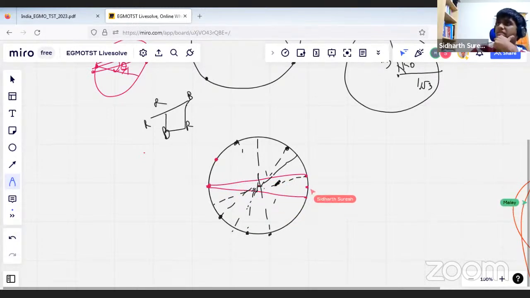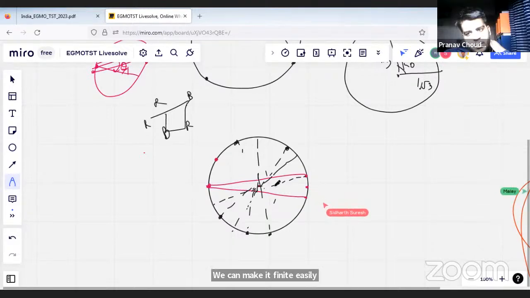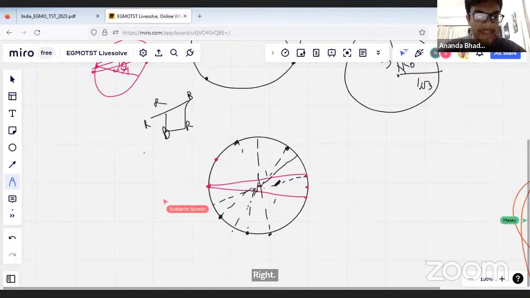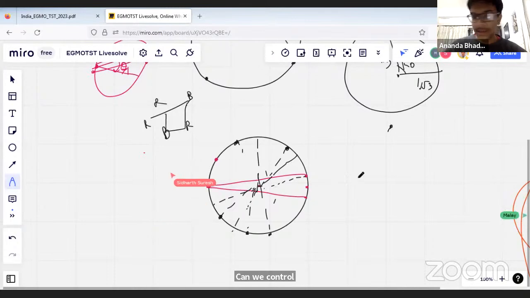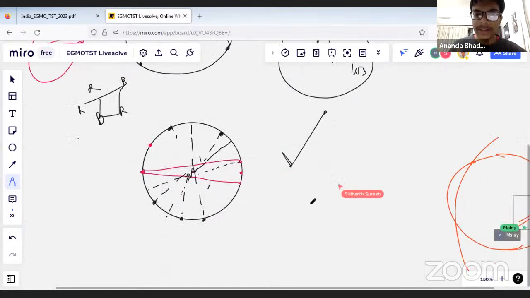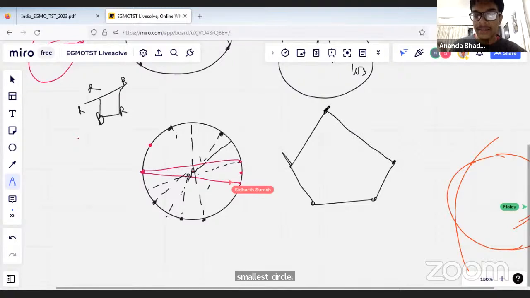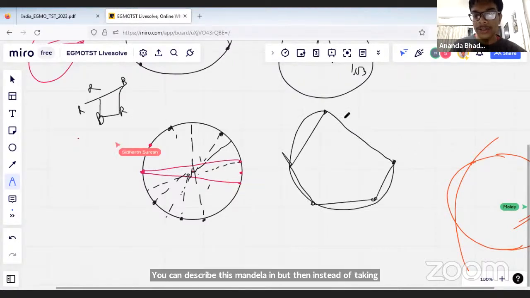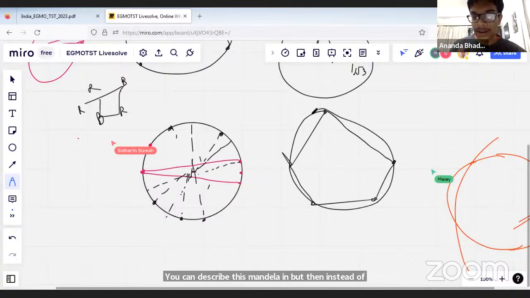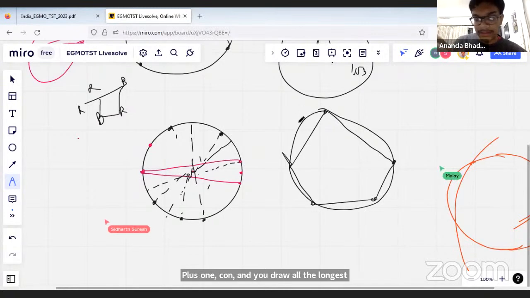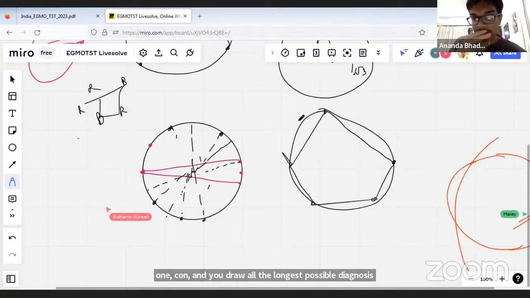We can make it finite easily. Okay, I have this idea that if you take a regular, say, pentagon and draw all its diagonals, they have the same length and they are all larger than the sides. Let's say all of them are unit distance. What's the smallest circle you can inscribe this pentagon in? But then instead of taking a pentagon, you generalize it to a regular 2n+1 gon, and you draw all the longest possible diagonals. And what's the circle you can inscribe them in?